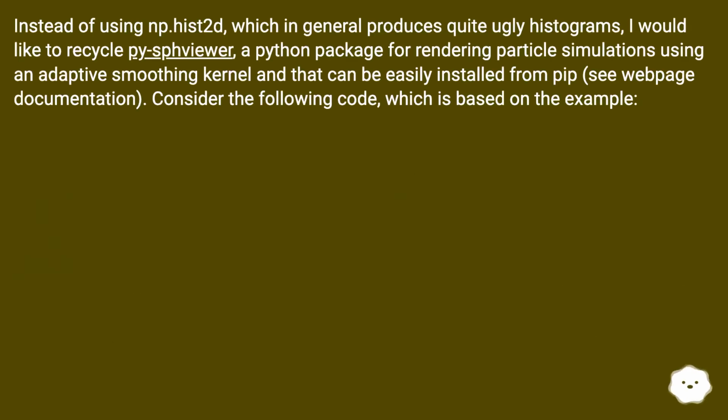instead of using np.histogram2d, which in general produces quite ugly histograms, I would like to recycle pwise viewer, a Python package for rendering particle simulations using an adaptive smoothing kernel, and that can be easily installed from pip, see webpage documentation. Consider the following code, which is based on the example.